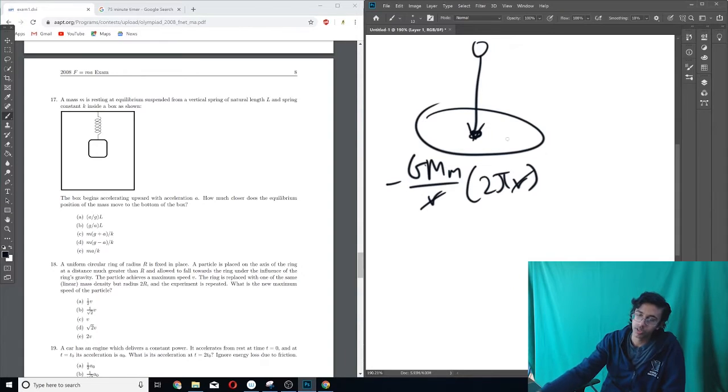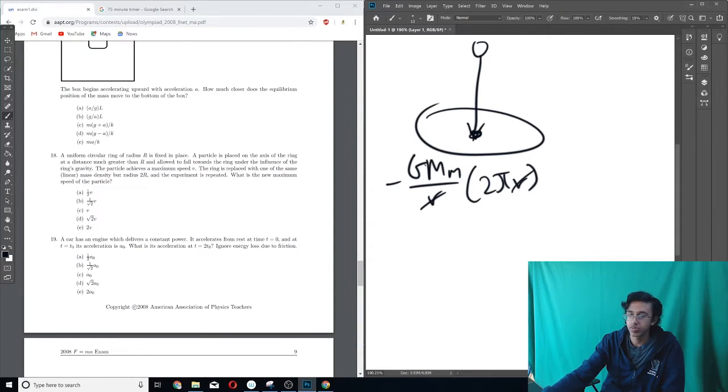Alright, 19. A car has an engine which delivers constant power. It accelerates from rest. Oh, at time t equals 0, it's at rest, and at time t0, its acceleration is a0. What is the acceleration at t equals 2t0?